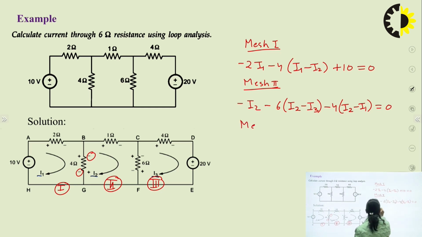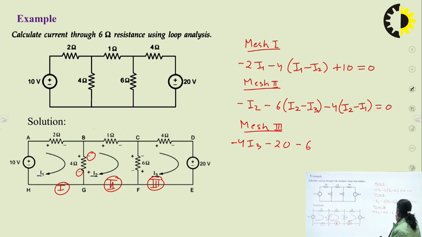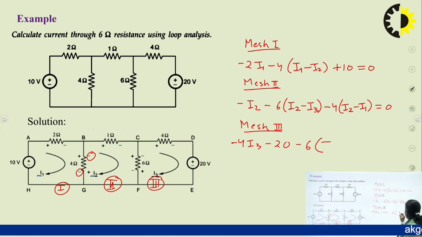Similarly, we can write the equation for mesh 3. Here we can see that in this 4 ohm, this is minus 4 I3. In the 20 volt, we are going towards the drop, so minus 20. And for the 6 ohm, we will write minus 6 times the current, which is I3 minus I2. So we will write I3 minus I2, and this is equal to 0.